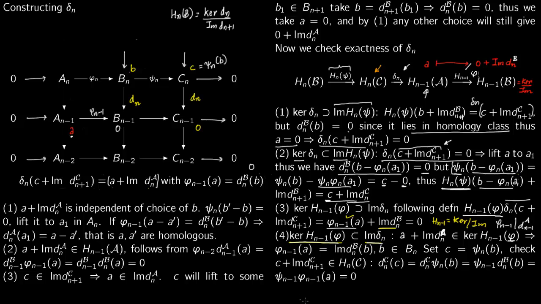So let us see this. So essentially what we want to show is that c plus any image coming from here is in Hn of C. Again, Hn of C is nothing but kernel over image. So basically we are talking about kernel of dn of C. So we want this c to get mapped to 0. Only then it will lie in the image of delta n. So image is landing up right here. So let us see this.